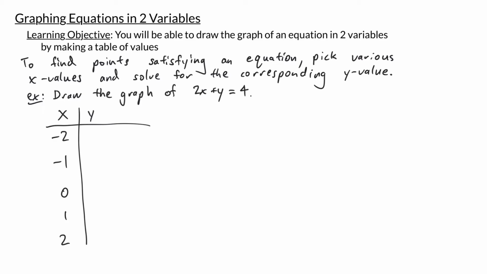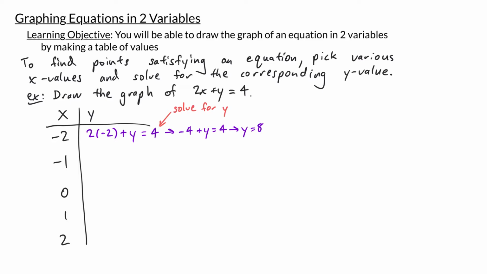For each x value, we'll want to find the corresponding y value that makes the equation true. So all we have to do is take that x value, plug it into the equation, and solve for y. So let's start with x equals -2. Plugging that into our equation 2x plus y equals 4 gives us 2 times -2 plus y equals 4. Simplifying this equation, we get -4 plus y equals 4. Then if we add 4 to both sides of this equation, we get y equals 8.